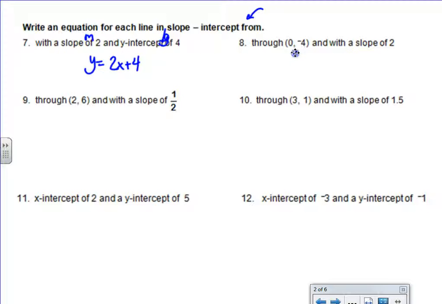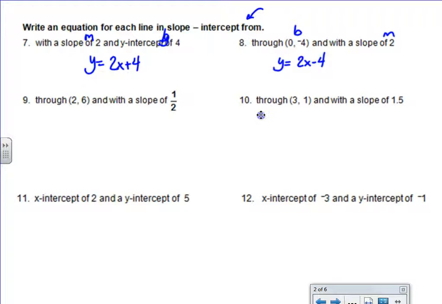This particular problem, they give you a point, but it's a very special point. Since the x is 0, that tells me that -4 is my b value, and my slope is 2. So going back to my general slope-intercept form, I have 2x minus 4. Now the next question is not so easy.